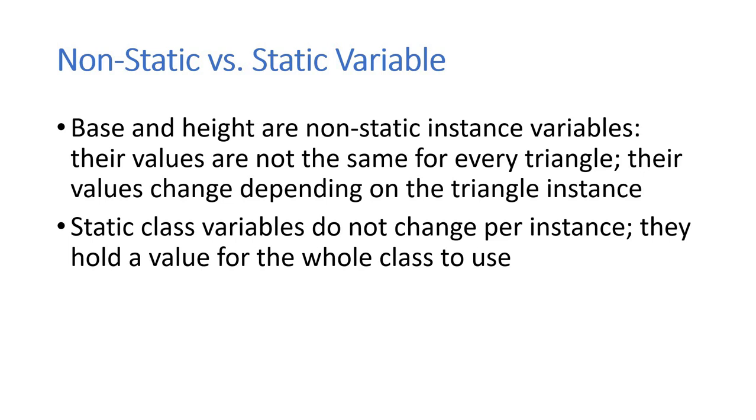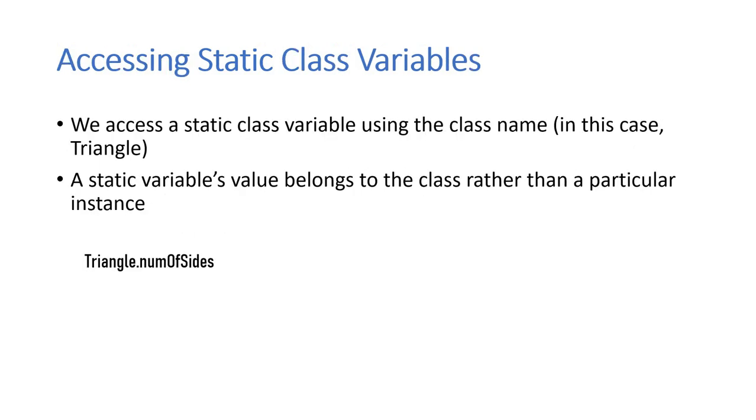They do not stay static or the same between triangle instances. The values of base, height and the rest of our instance variables change depending on the triangle. A static variable is something that will not change per instance. They hold the value for the whole class to use. For example, we might have a static variable that stores how many sides there are to a triangle. This is something that will not change per instance, that will remain static.